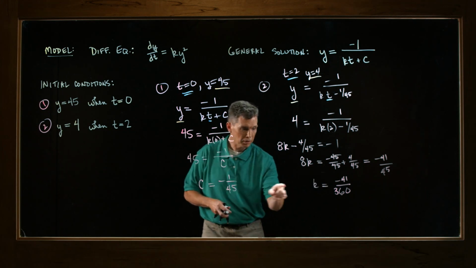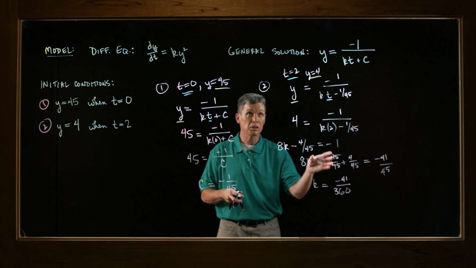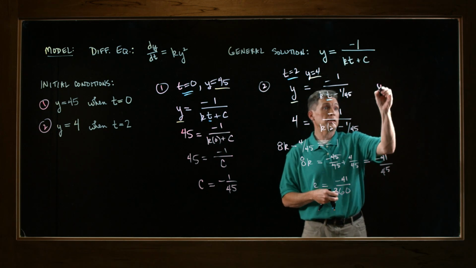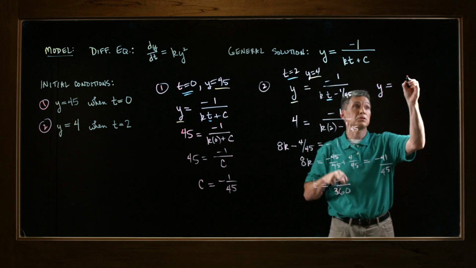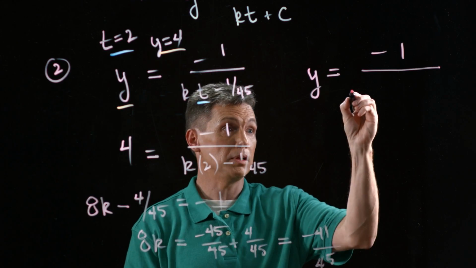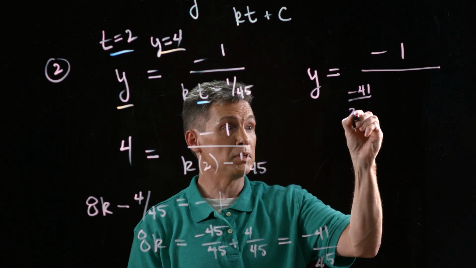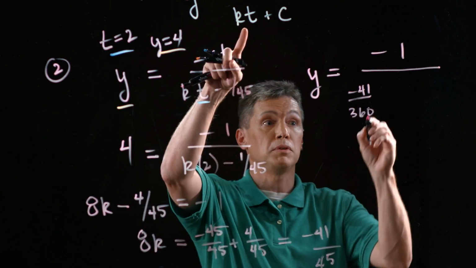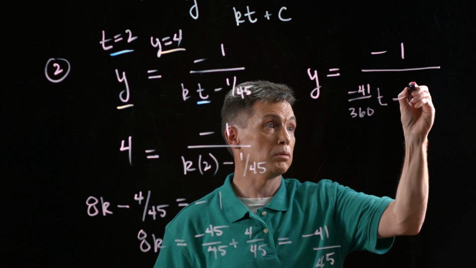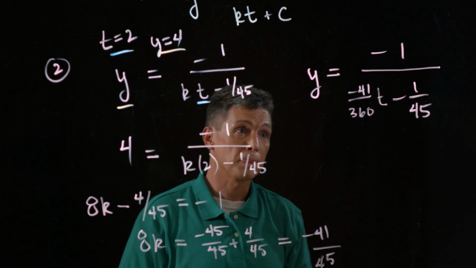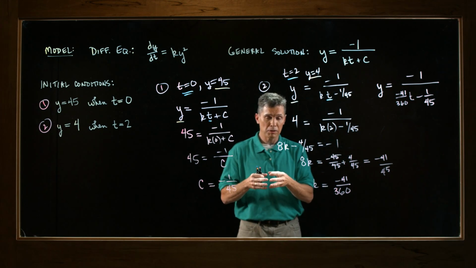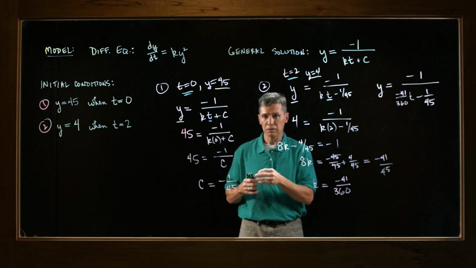So I take these two unknowns originally and put them into my general solution now that we know the specific values. So my y equals, from my general solution, minus 1 divided by my k, which is this negative 41/360th times the t, plus c, which is the minus 1/45. Okay, so that gives us a particular solution to this differential equation like we wanted, but then they had also asked us to put that into a graphing utility and see what it looks like.